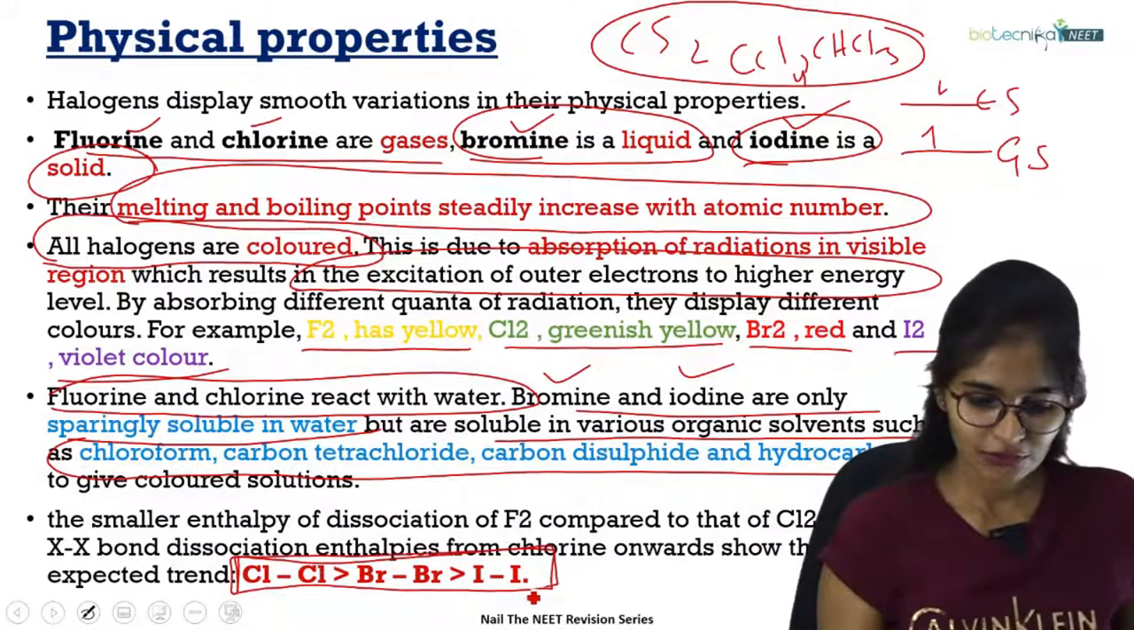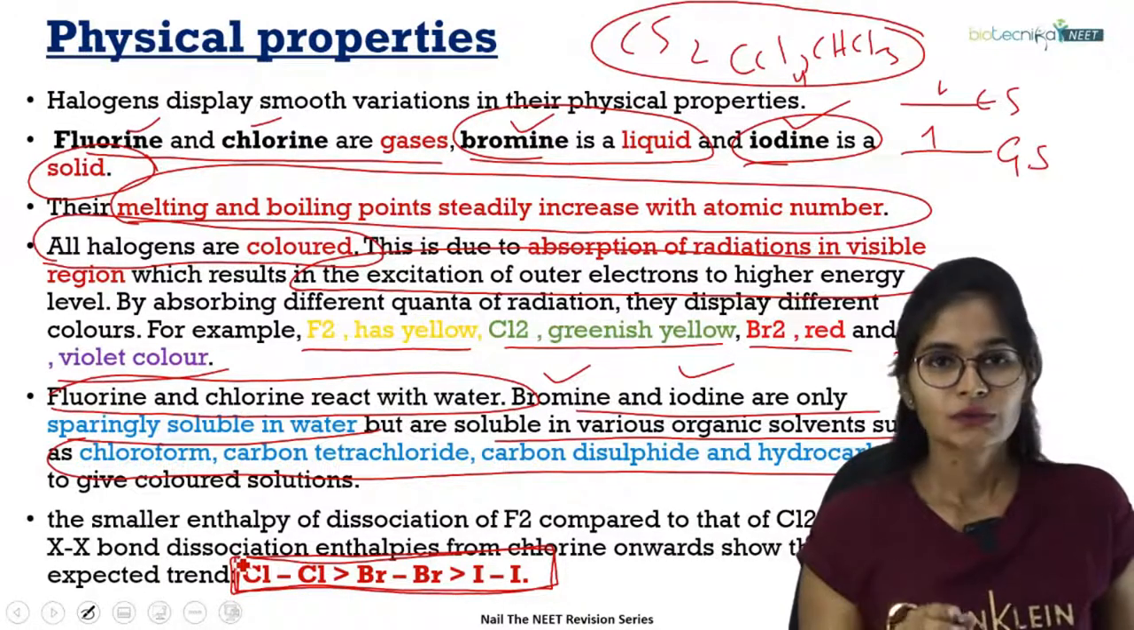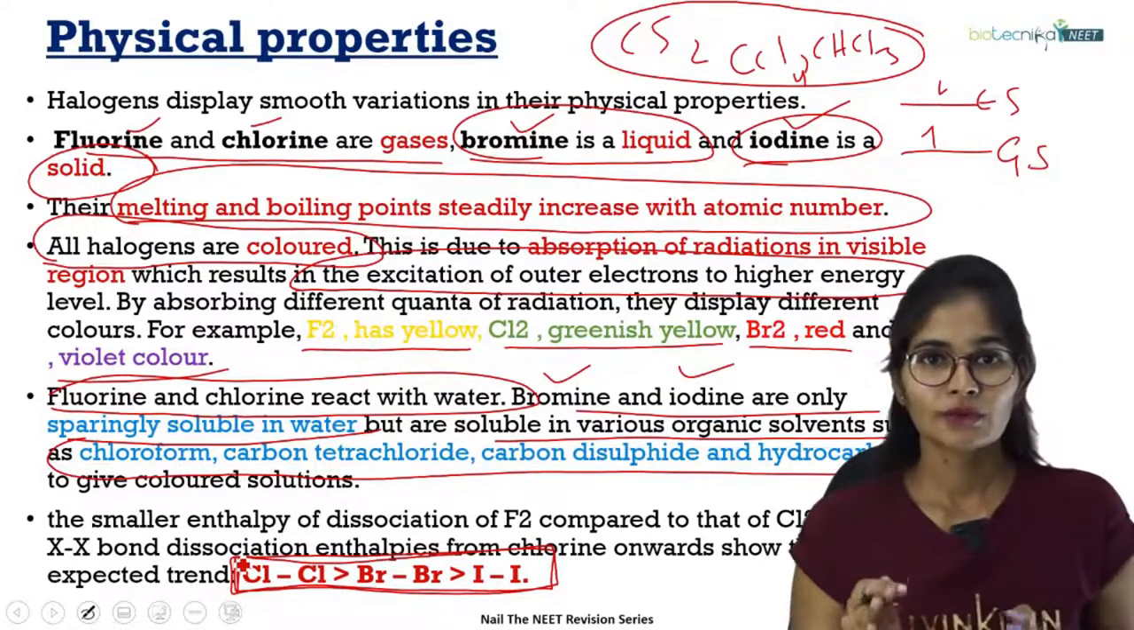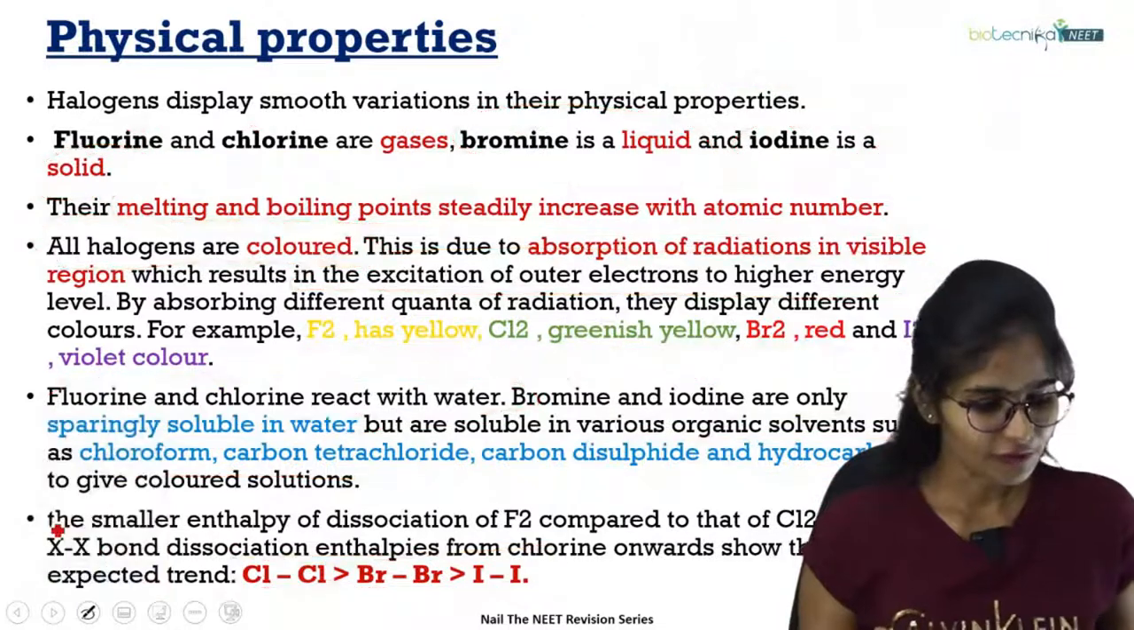Next, this order is with respect to enthalpy of dissociation. We already concluded that the enthalpy of dissociation decreases as you go down the group, right? So Cl2, Br2, F2, I2 is the order we can give with respect to enthalpy of dissociation.